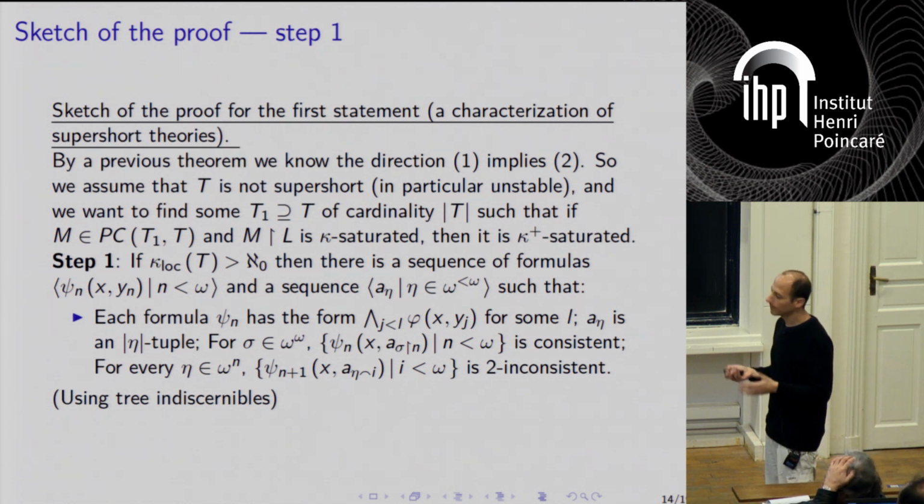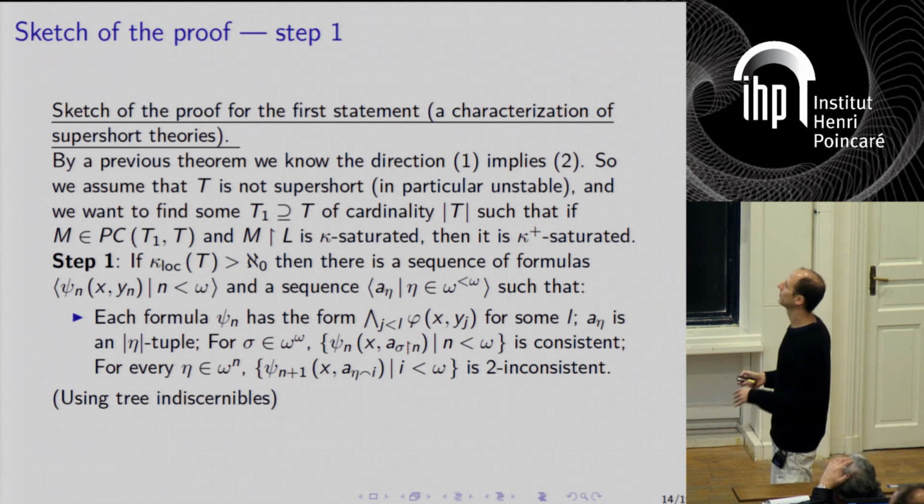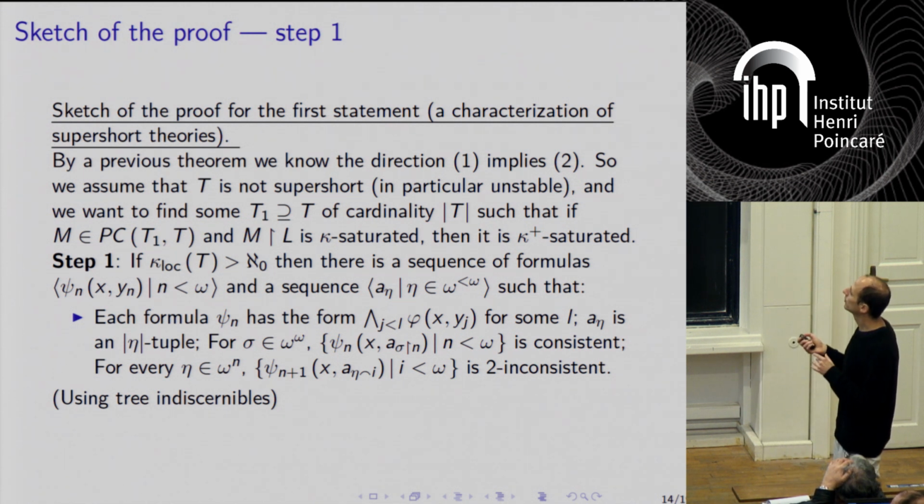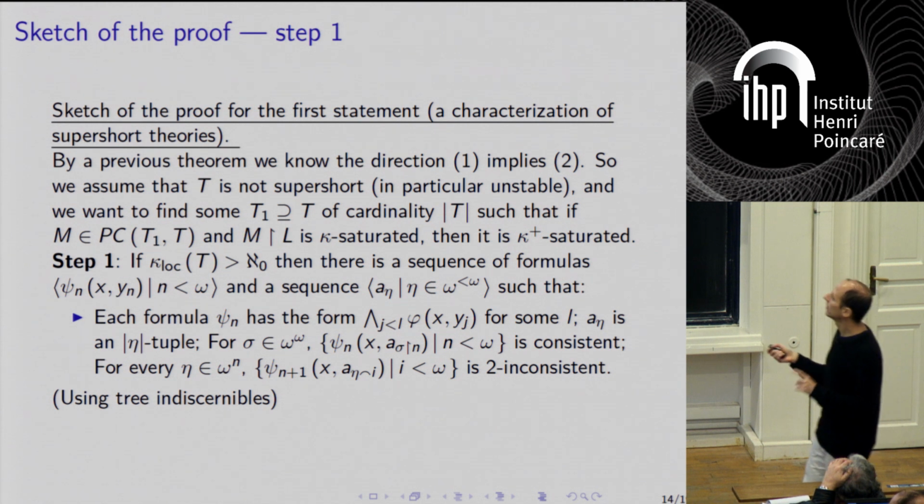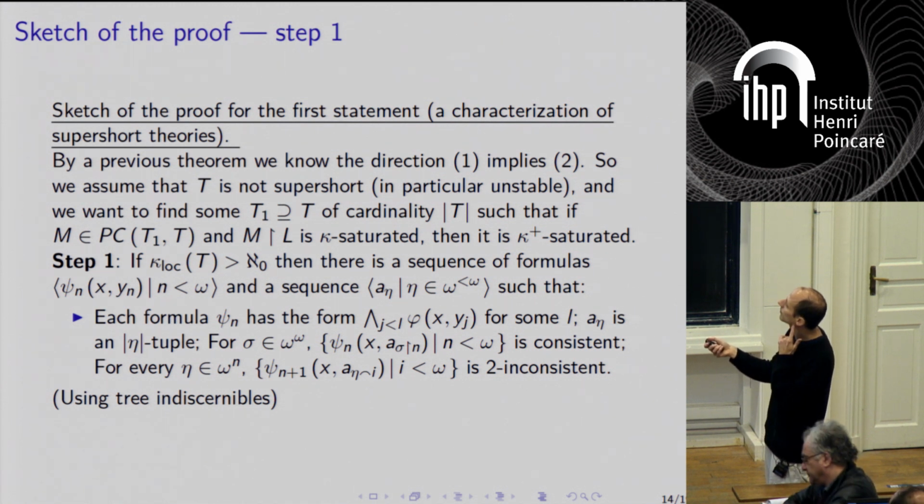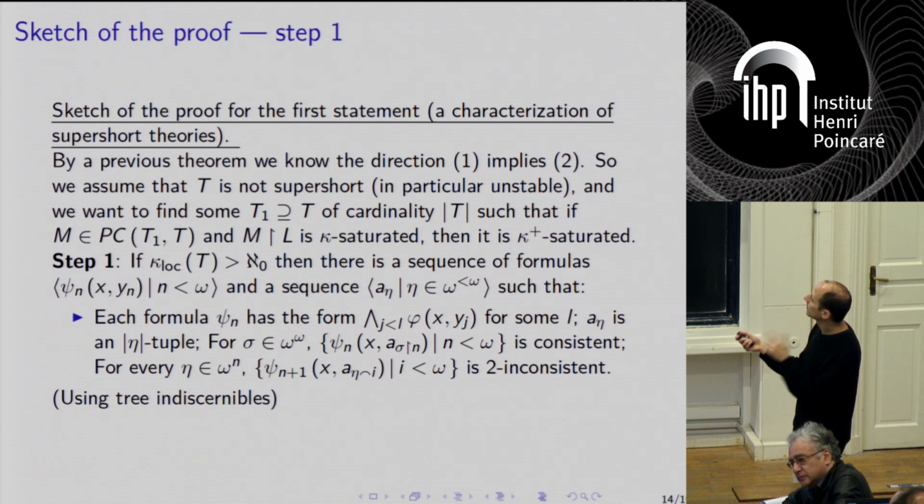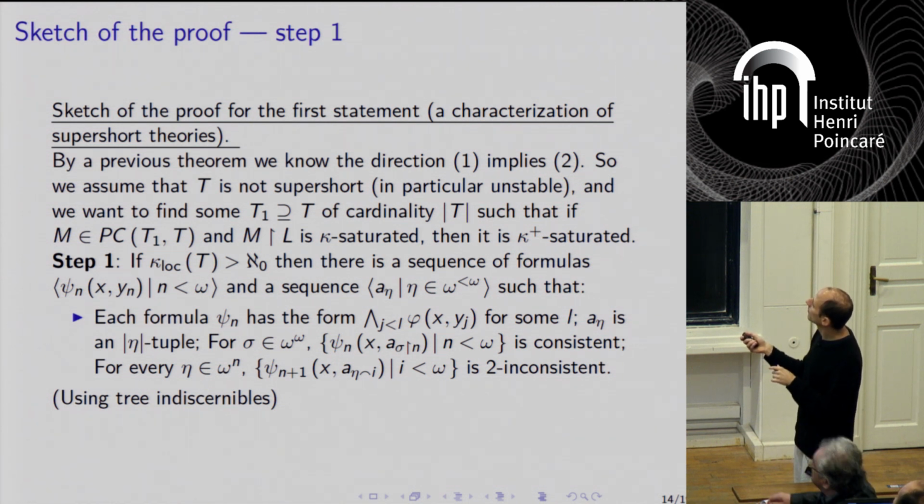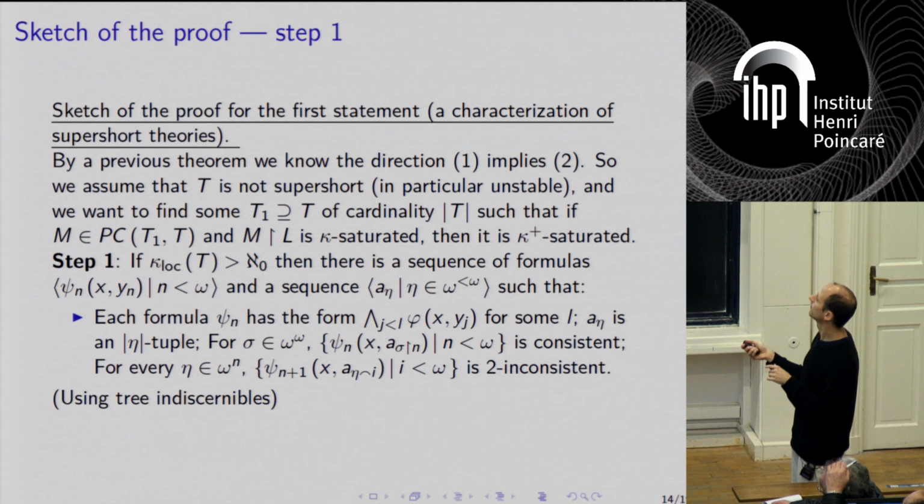But I'm fine with having negations there. That doesn't bother me. So okay, every formula psi n has this form. I meant a tuple, but actually that's a typo. This should be L, so Ln, and that should be Ln here.